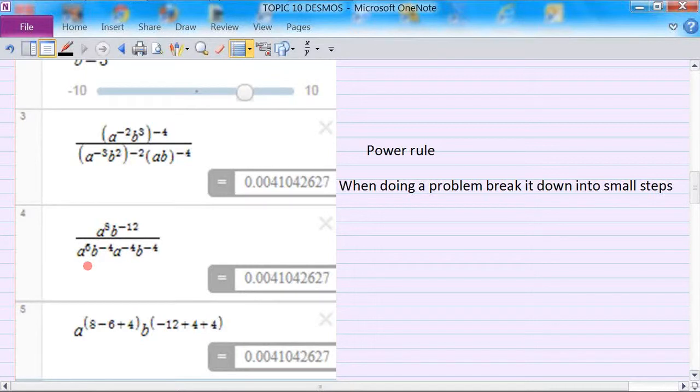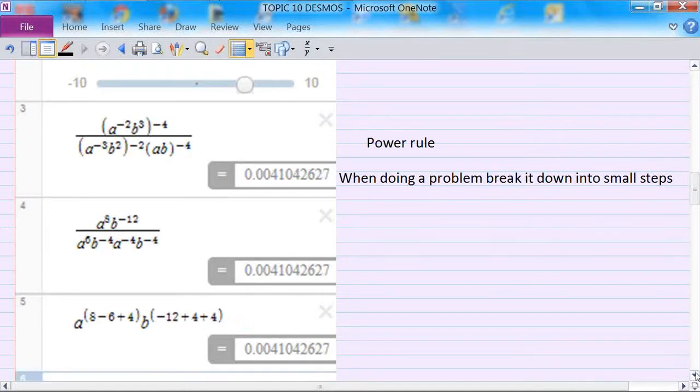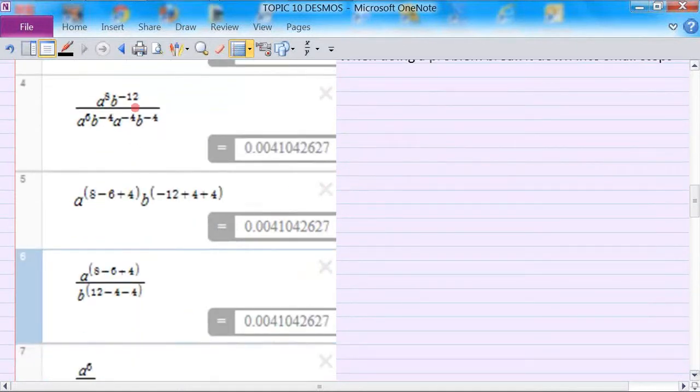So now what I'm going to do is group the a term. So I've got a to the 8th here. I bring this one up from the denominator to the numerator, it's minus 6. And bring the minus 4 from the denominator to the numerator, it's plus 4. So I've grouped all the a terms together. Now I'm going to group the b terms. Minus 12. Bring this up, it's going to be plus 4. Bring this up, it's going to be plus 4. So I get this. And you can see that this is obviously equivalent to that because the number is the same.